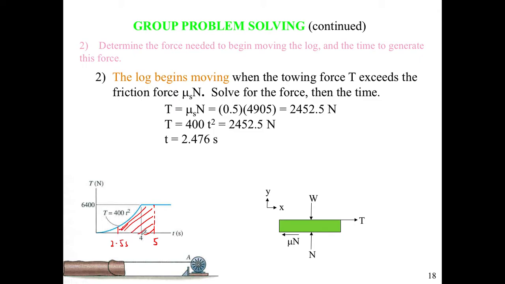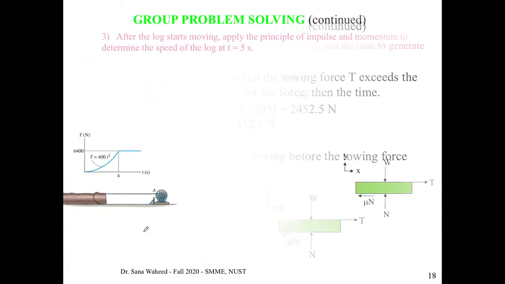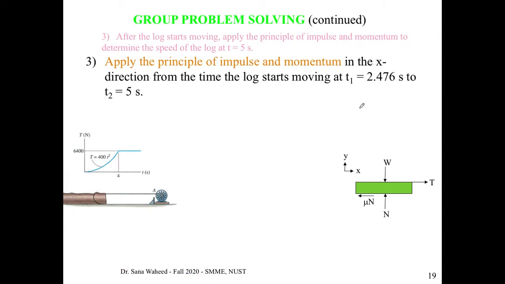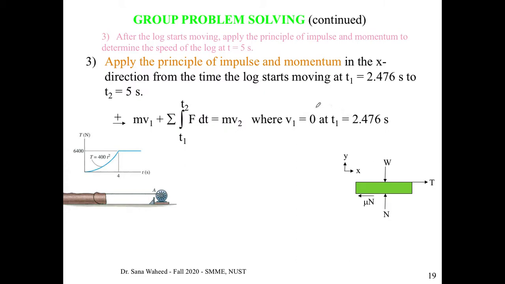One going from 2.5 to 4 seconds, where I'll have to integrate this equation, and the next one going from 4 to 5 seconds. Okay, so that's all that I'm going to do. I'll apply the principle of linear impulse and momentum between these. Noting that the initial momentum is 0 at this time, because it only started to move here, so the initial momentum is going to be 0, right?